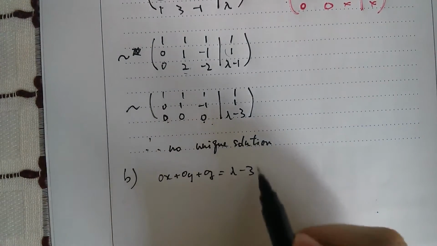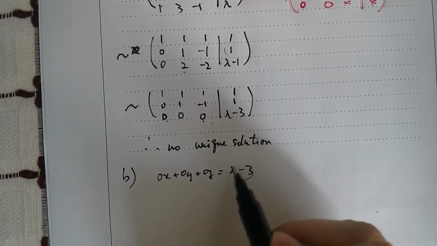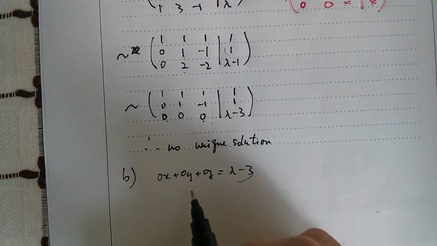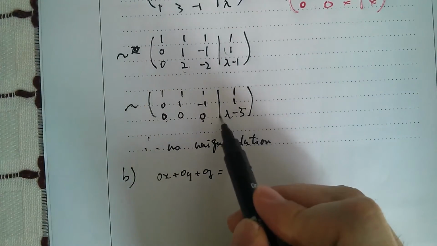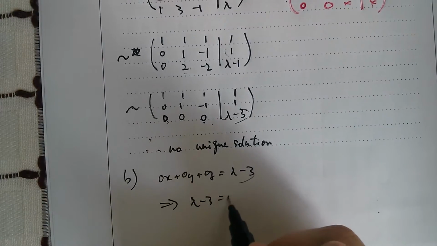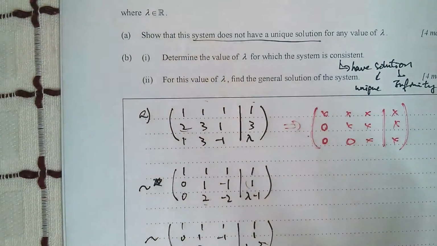So how could 0 be equal to some number? Well, the chance is only when this is 0. So unless you have this, there won't be any solution. Therefore, you really need the last slot to be 0. Therefore, you need lambda minus 3 to be 0. That means lambda is 3. So done, I've determined the value.